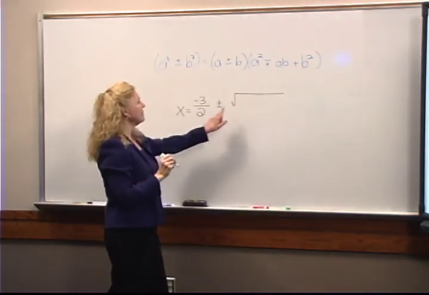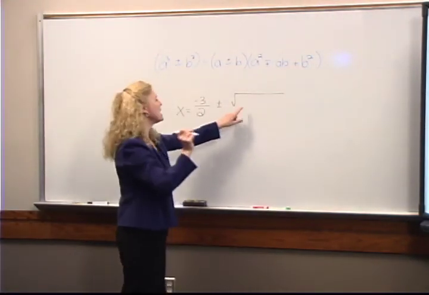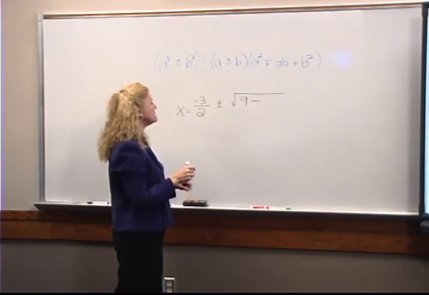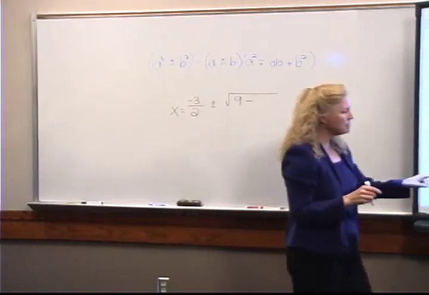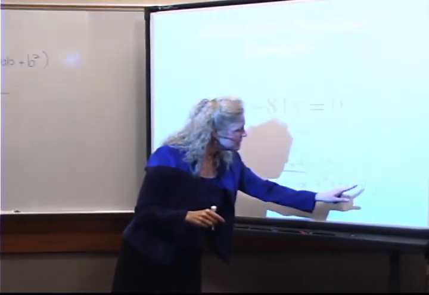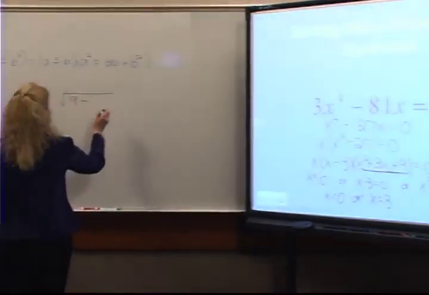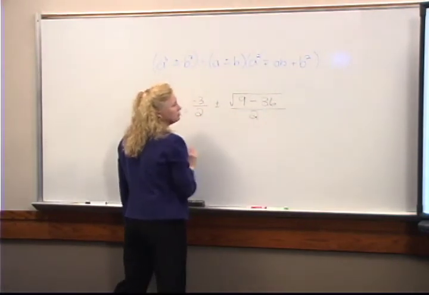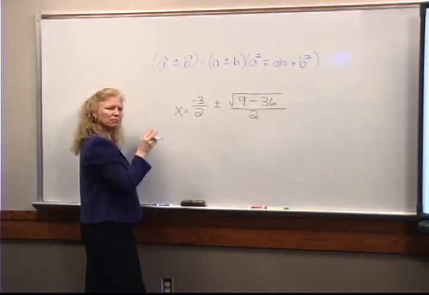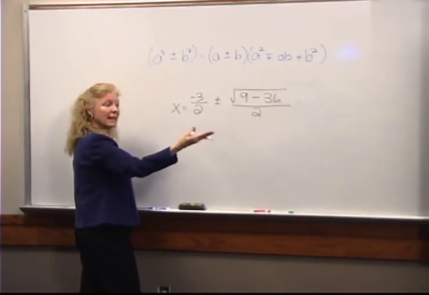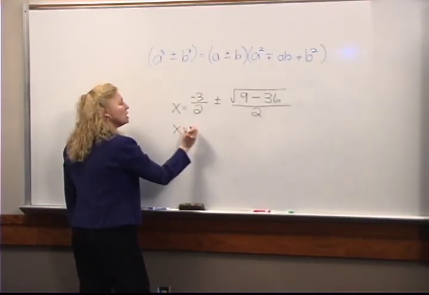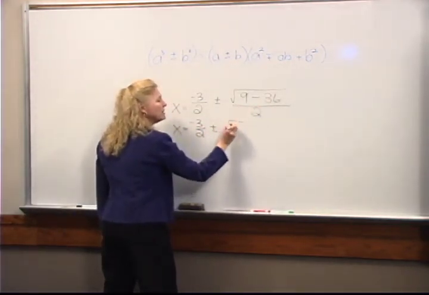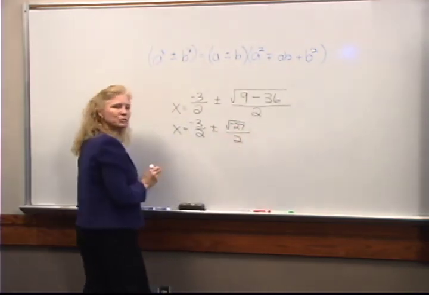Big old square root, and the first term inside is b squared minus. Remember I told you to kind of stress that minus. 4 times the a value times the c value, that would be a 36, all over 2 times a. I just plugged in all the values, taking the a, b, and c out of my quadratic equation. So x is negative 3/2 plus or minus the square root of negative 27 over 2.